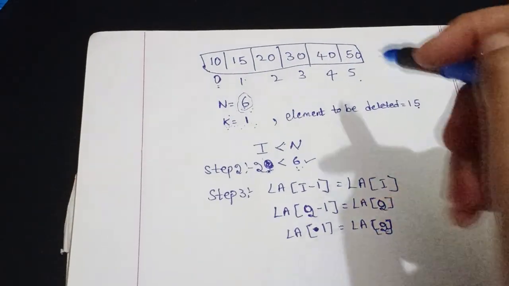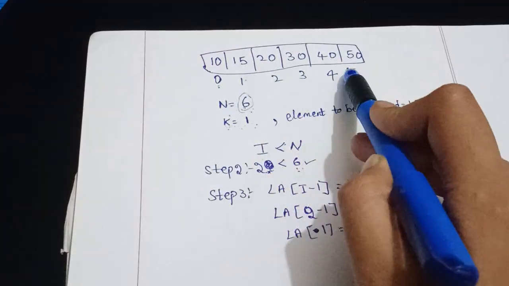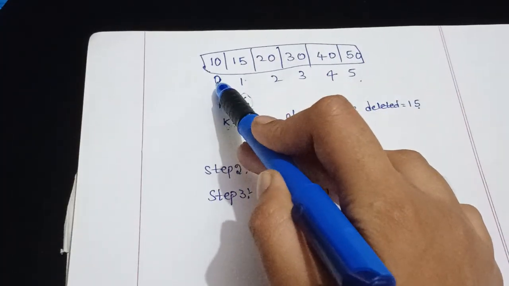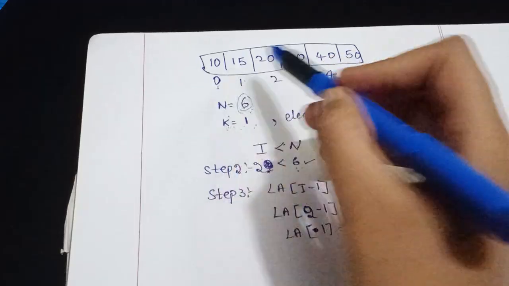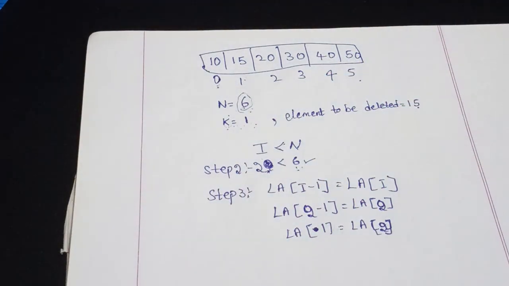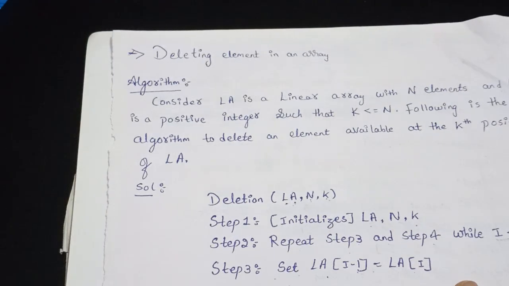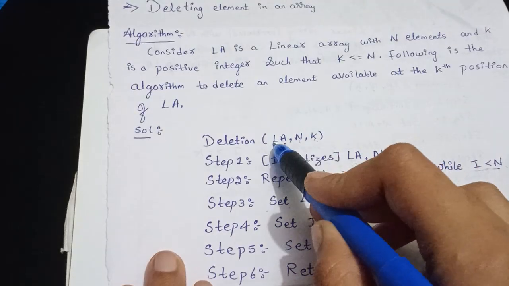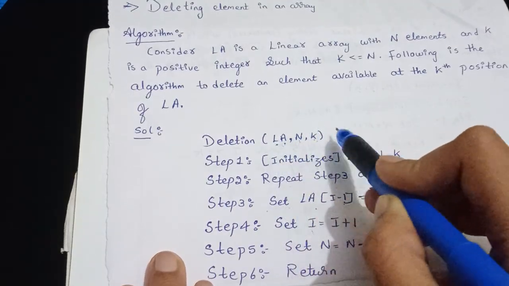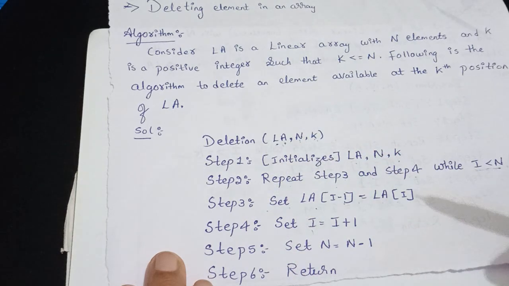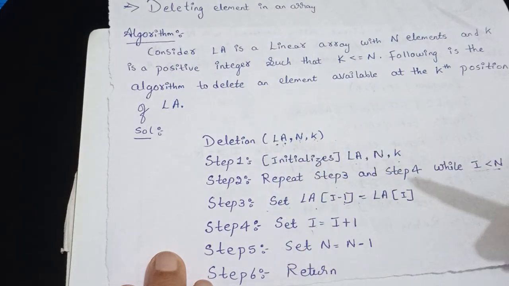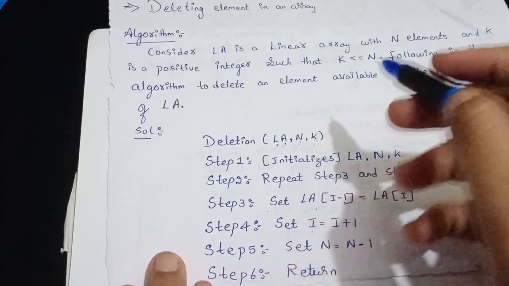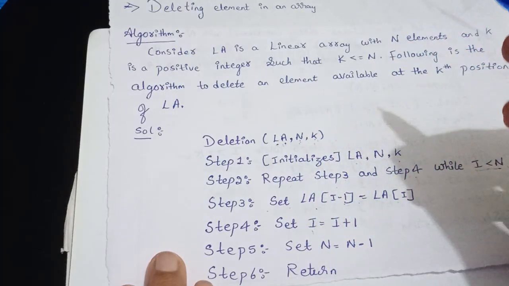So here, as you can see, I have taken an array example that consists of 6 elements. As you know, the array index value will start from 0, and then we'll see the algorithm. See here, the algorithm has 6 steps, and there are some terminologies you need to know before understanding the algorithm. First is LA. LA means the name of the array. N is nothing but the number of elements. K is nothing but the position from where you want to delete the element.